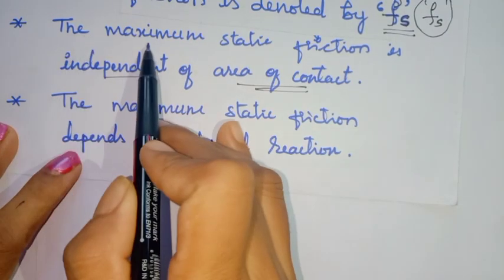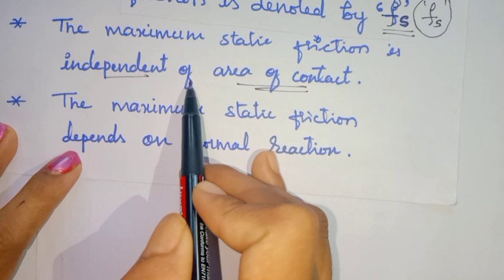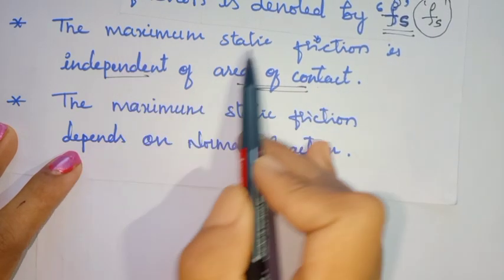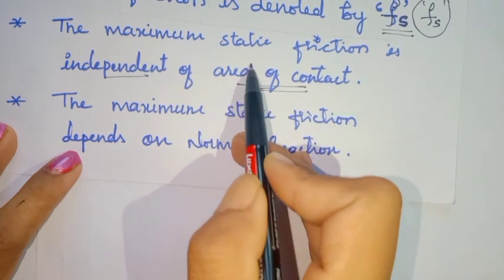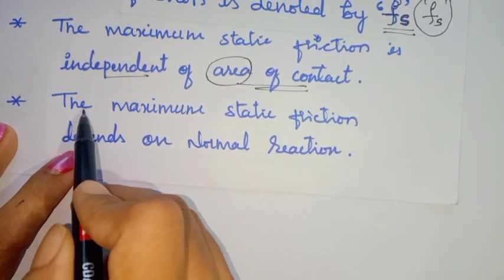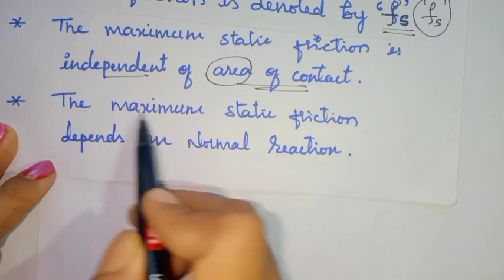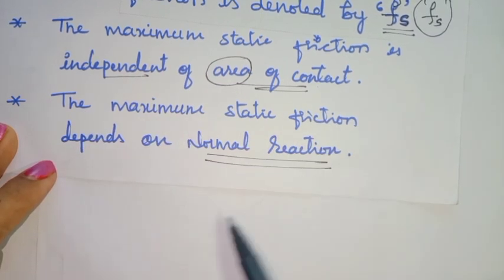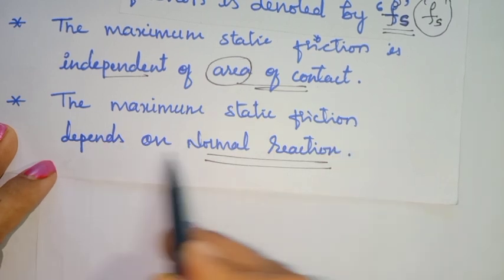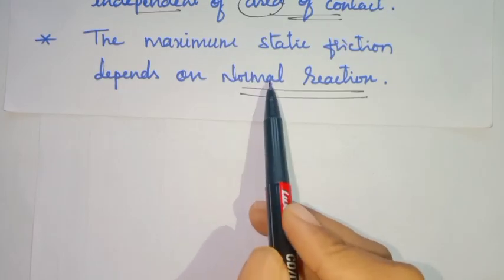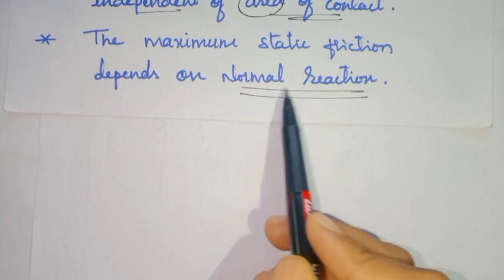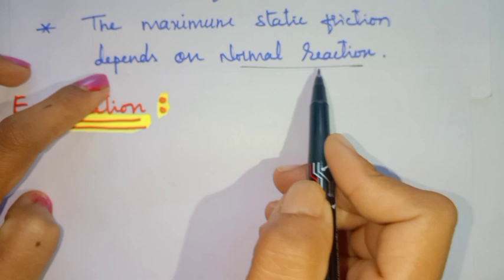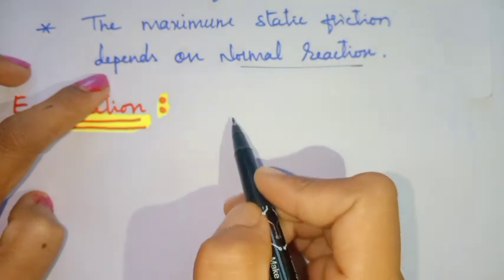The maximum static friction is independent of area of contact. As I already told you, it does not depend upon the area of contact. Next characteristic: the maximum static friction depends on normal reaction. This is very important. How is it depending on the normal reaction? Let's see that explanation.